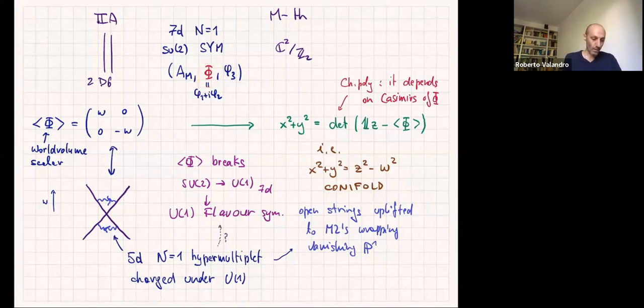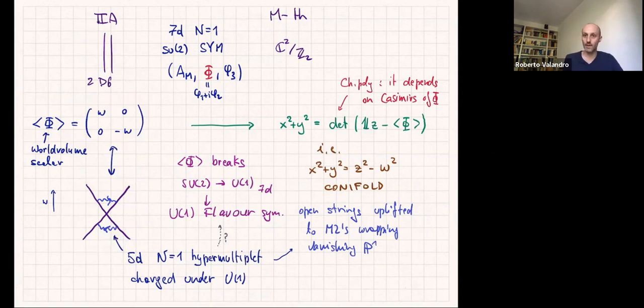Now, what happens if you give a VEV like this to phi? Remember that phi controls the transverse deformation of the brane. And if you give a VEV to phi that depends on some worldvolume coordinate, in this case W, then at different values of W you have a different deformation. And then what happens is that you tilt the branes. This means that giving this VEV to phi corresponds to having deformed the system to two intersecting branes.